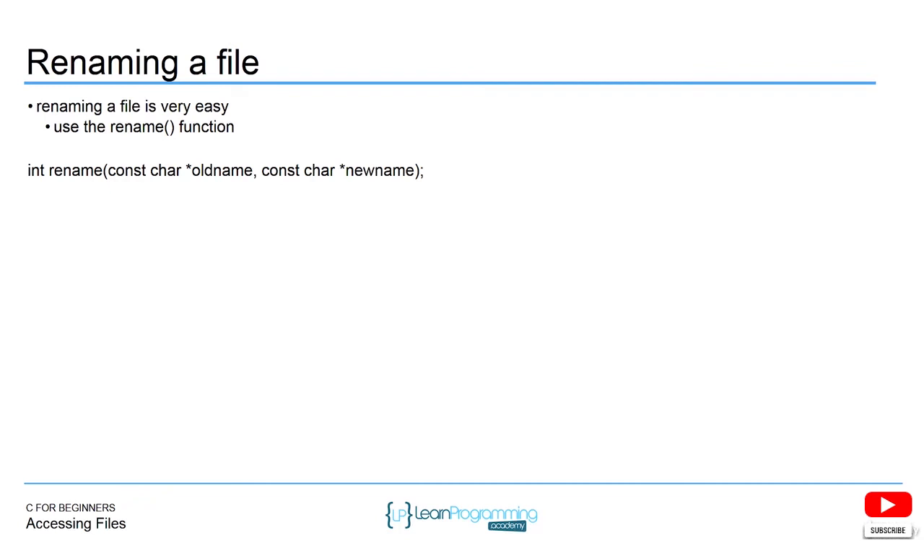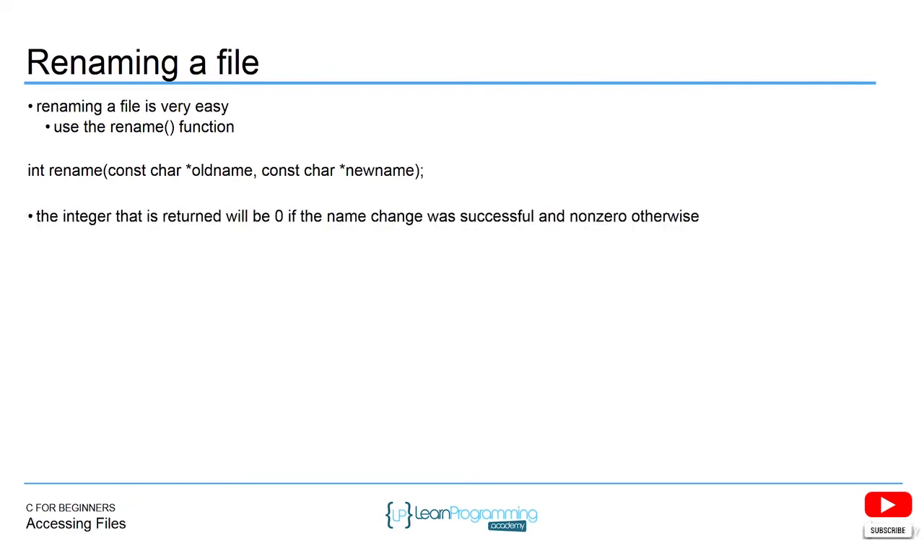Renaming a file is sometimes important. It's very easy. You just use the rename function. It takes an old name and a new name as constant character pointers, and it returns an int. The integer that's returned will be 0 if the name change was successful and non-zero otherwise. The file must not be open when you call rename. Otherwise, it's going to fail because it's in use. You can't rename a file when it's in use.